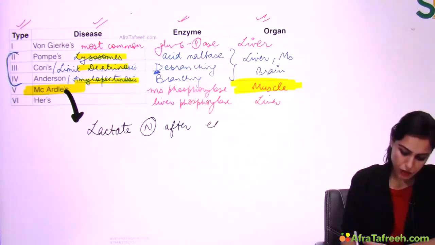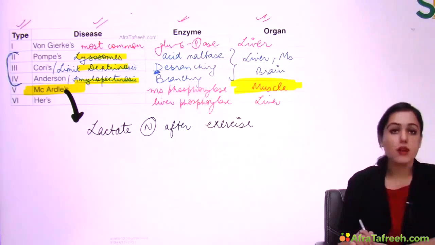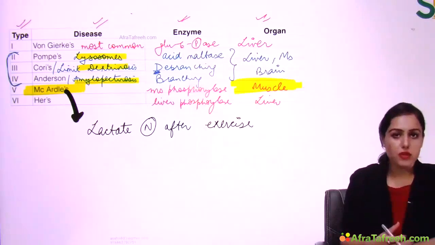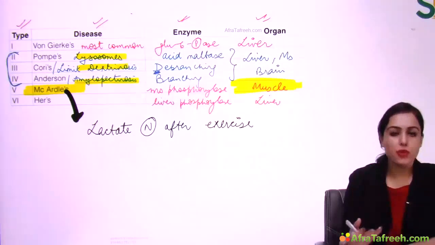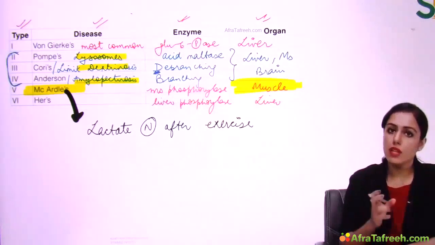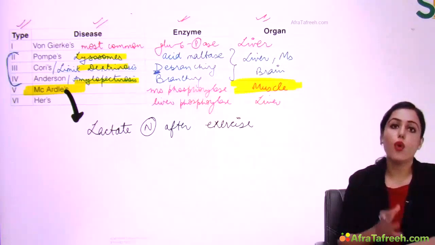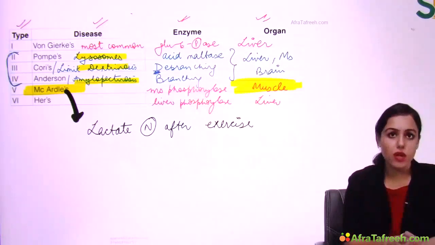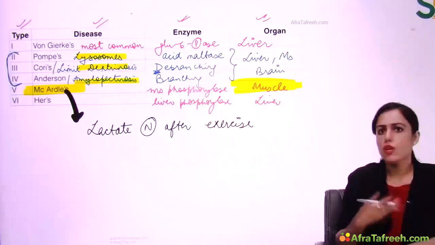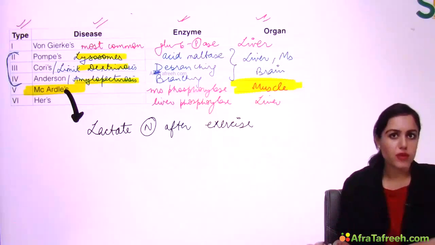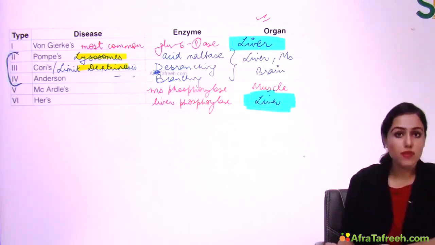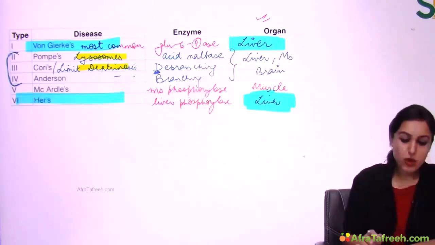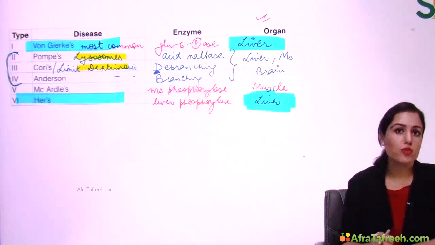So if this is written in the question, then you're very sure it is McArdle's disease, because when a normal person exercises, lactate levels will increase because of the Cori cycle. But in this patient, the very first enzyme of glycogen breakdown in muscles is not there. So glycogen is not broken down, glucose is not released, and lactate is not formed, right? Now if they give you a question that only liver is affected, then it is either type 1 or type 6. Now how to distinguish between these two types?